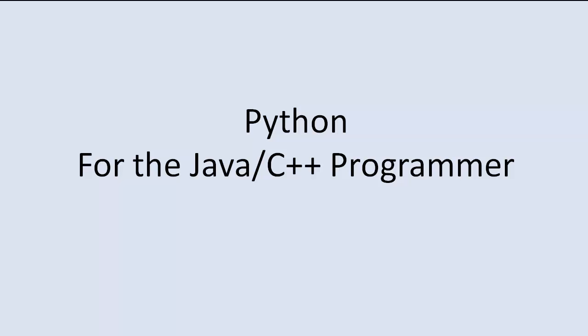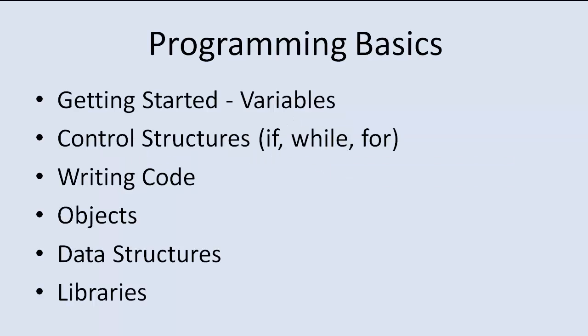So we're going to be looking at the following aspects of Python versus Java and C++. I'm going to show you how to get started, work with variables, then we're going to take a look at control structures in Python, the if, the while, the for, then some reflections on writing code, then we'll look at object orientation, take a look at some of the data structures that Python provides, and then take a look at how to work with libraries. So let's get started and take a look at Java versus Python.